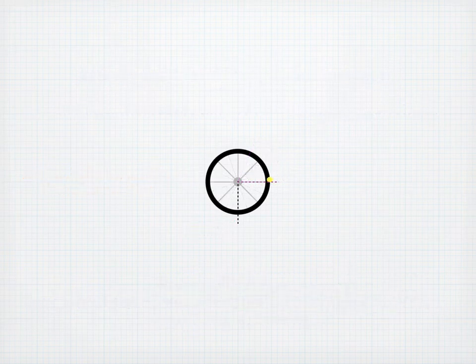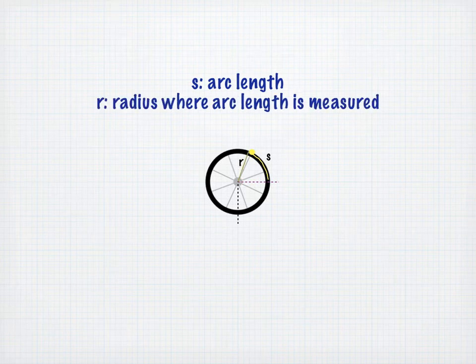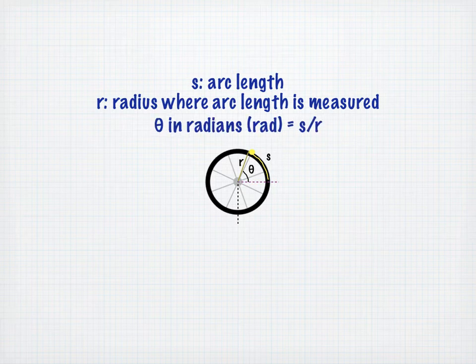If we choose a point on the body, then as the body rotates, the point will trace out an arc of length s. We call s the arc length. This arc length is measured at a radius r from the center of the circle. The angle theta is associated with this specific arc length and radius. If the arc length and the radius are given in the same units, we can divide s by r to get a value for theta in units of radians.